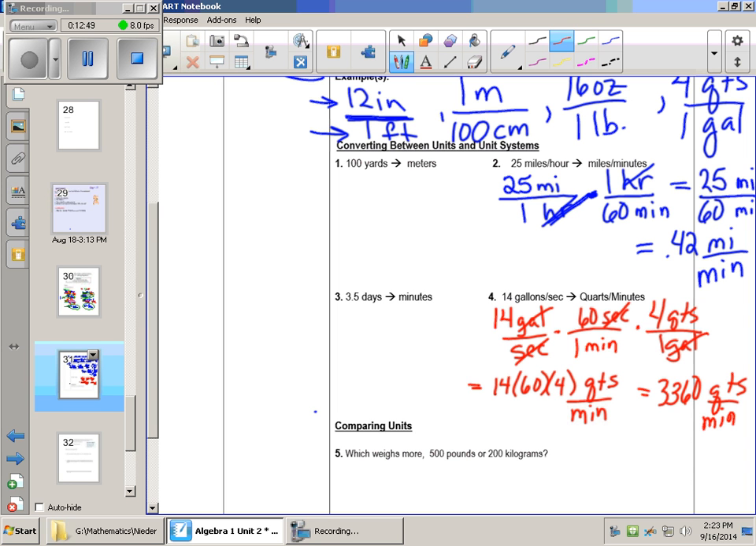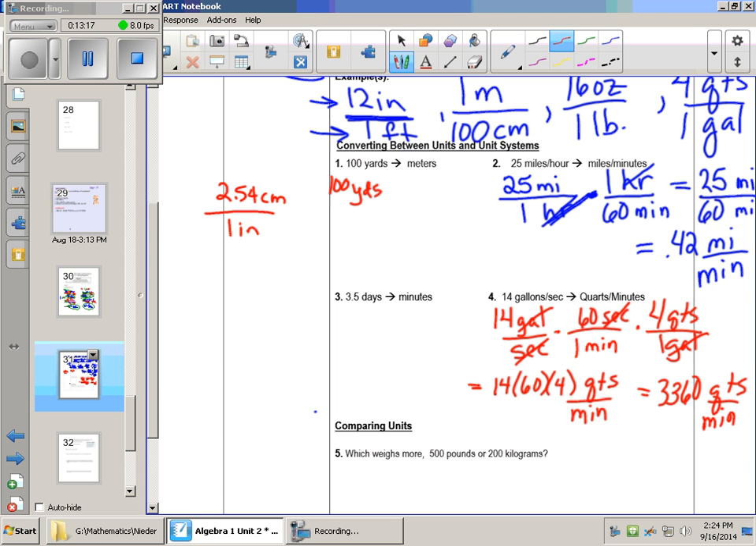So we start out with 100 yards, which we know is standard English unit measurement, right? And meters, which is metric. I don't really know how many yards are in a meter. Do you? You can Google it. If you have your iPad or your phone handy, you could certainly Google that. But I'm going to use what I know. I was taught back in science that there are 2.54 centimeters in an inch.